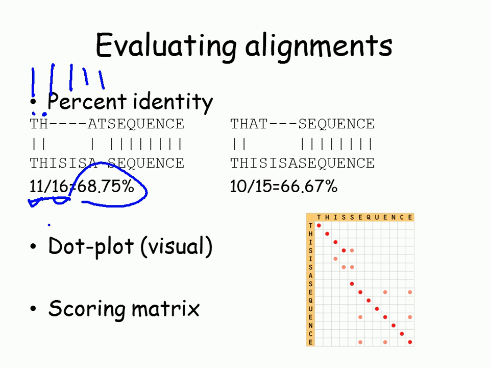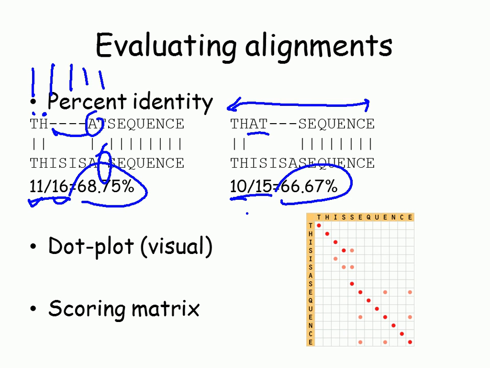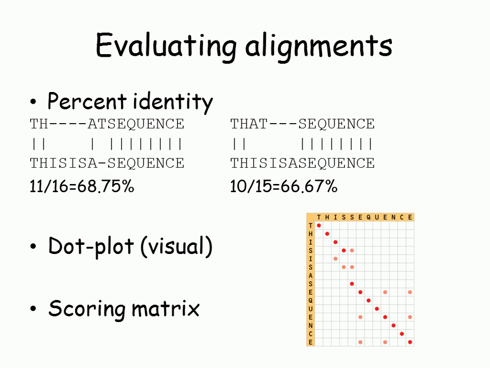Okay. Whereas this other one, where we remove this gap, so the 80 moves on to that side, you have 10 over 15, you have 10 identical positions, and the alignment now is 15 residues long. So you get 66% sequence identity. Okay? So the sequence identity level will depend on how you calculated the alignment.